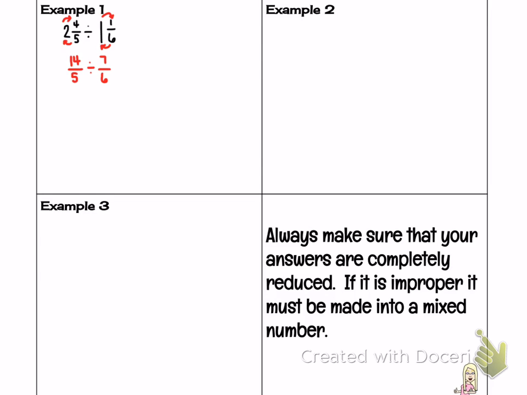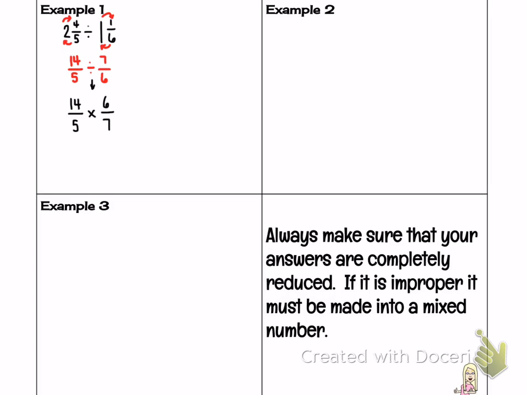7/6. Now remember, I know that 14 and 6 are both even, and you'd be tempted to simplify those, but you can't simplify them yet because it's still a division problem. The next step is to change it to multiplication and take the reciprocal. The first fraction stays the same. That will never change. We change the division to multiplication, and then 7/6 is going to become 6/7.